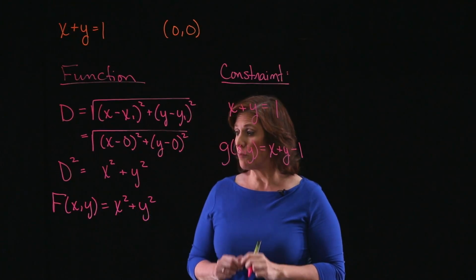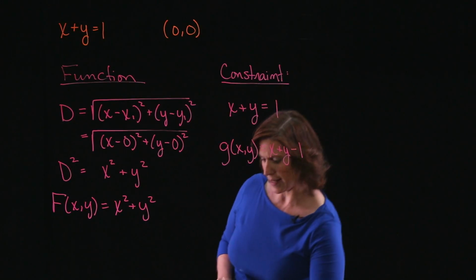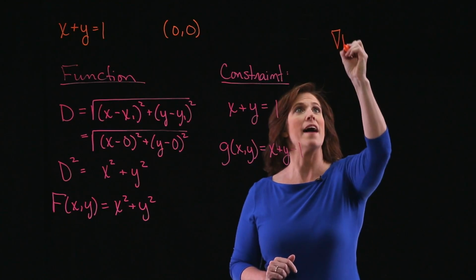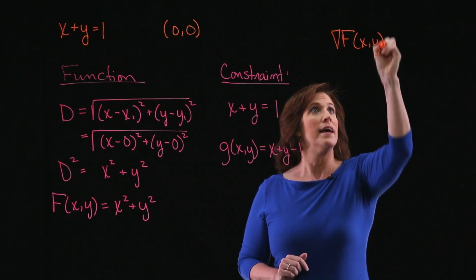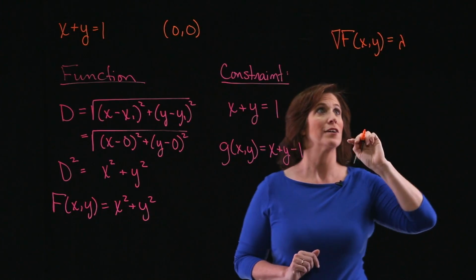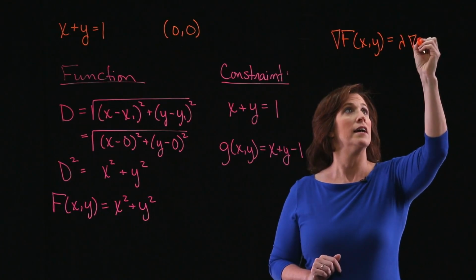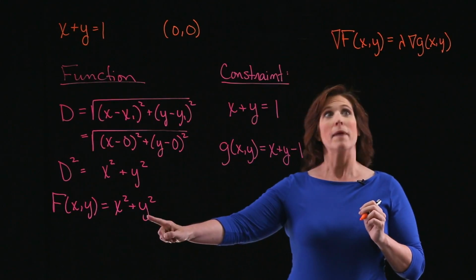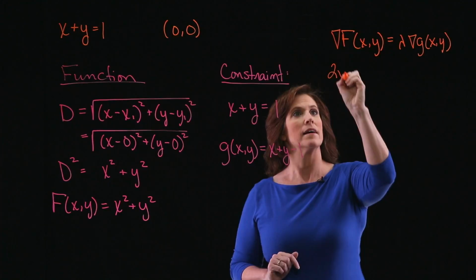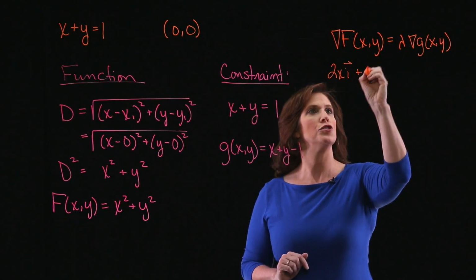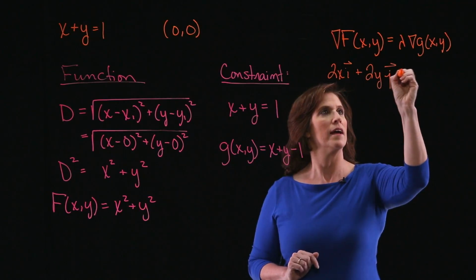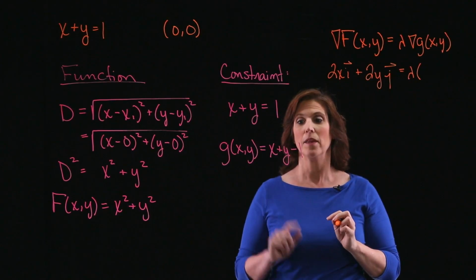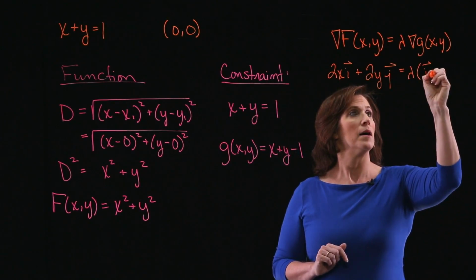Okay, now for Lagrange multipliers, what I need to do is look at the gradient of my function f(x, y), set that equal to my Lagrange multiplier lambda times the gradient of g(x, y). So my gradient of f is going to be 2x i plus 2y j. And on the right-hand side, I'll have lambda times the gradient of my function g. So this is going to be i plus j.